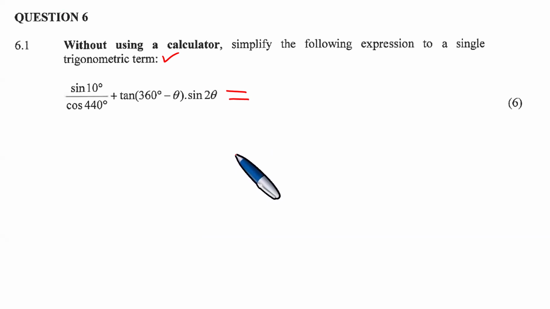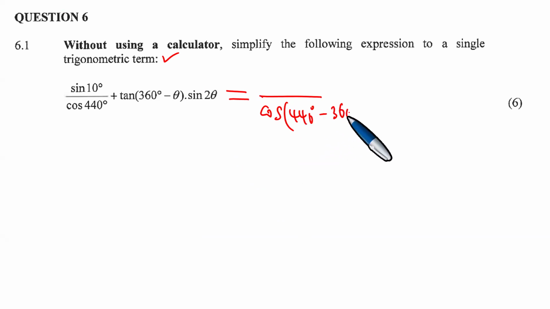Cos 440, cos 140. And how do we reduce cosine 440? To what angle? Cos 440 minus 360. Right, well done. Cosine 440 degrees minus 360 degrees. You can always write it like that. And then, what do we do next?